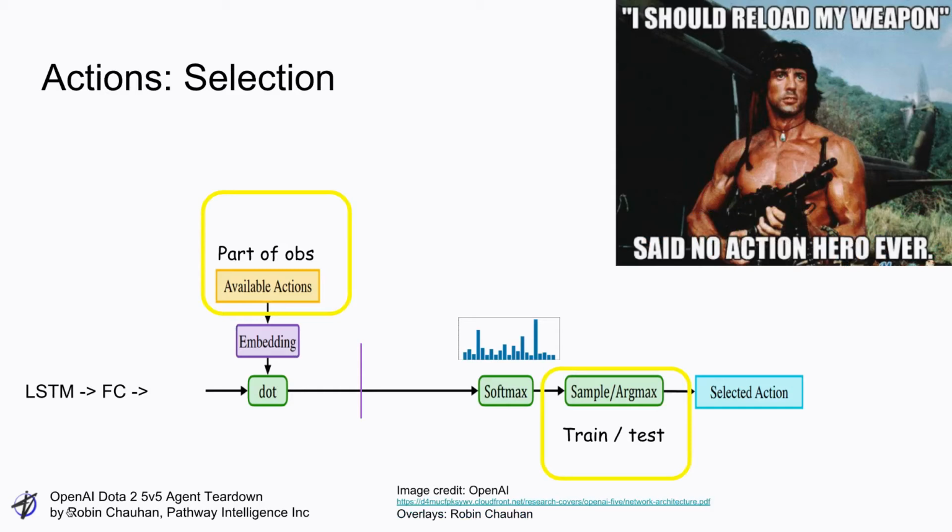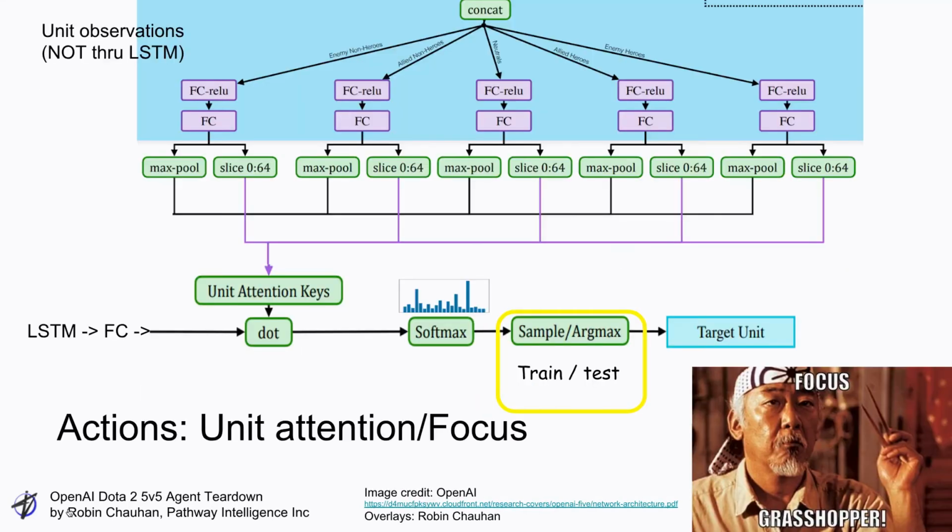So action selection is a key component. The available actions are piped in and dot producted with the output of the LSTM through a fully connected layer. And then softmax and sample or argmax, depending on whether it's train or test. So that outputs the specific type of action. And there's actually many action outputs. We'll look at the other ones. So one key action output is the target unit. So you can cast a spell on, say, an enemy or maybe healing on a friend.